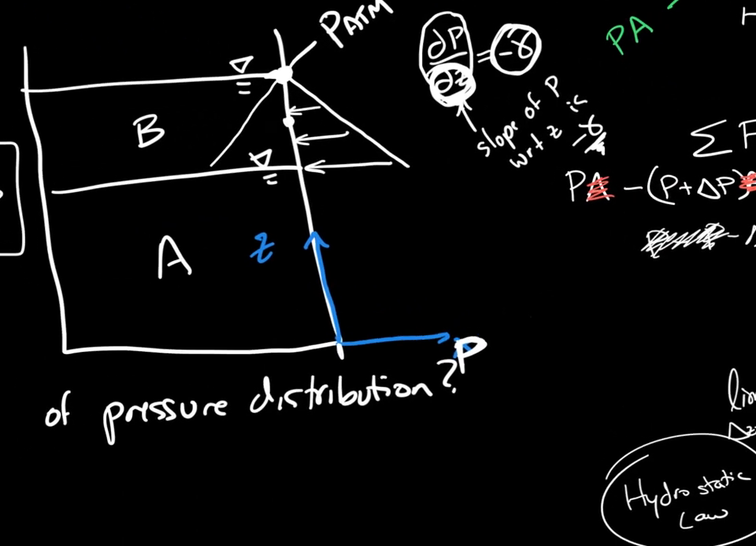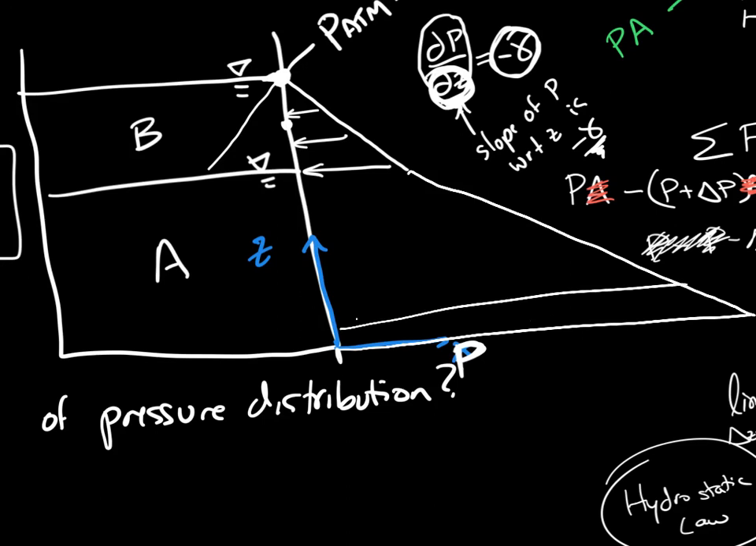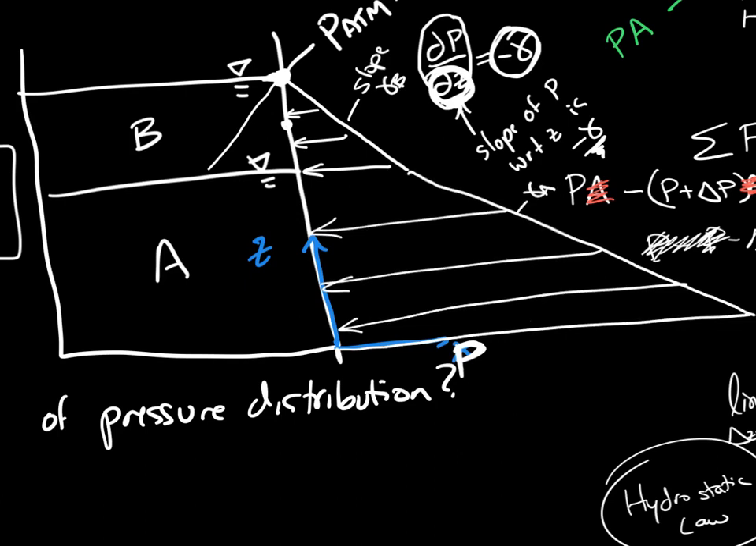So the slope of this line is going to increase. This is going to be harder for me to draw, but the slope is going to increase until it gets down to the bottom of the tank. So the slope of this line is gamma B, and the slope of this line is gamma A. And that's how we solve it.